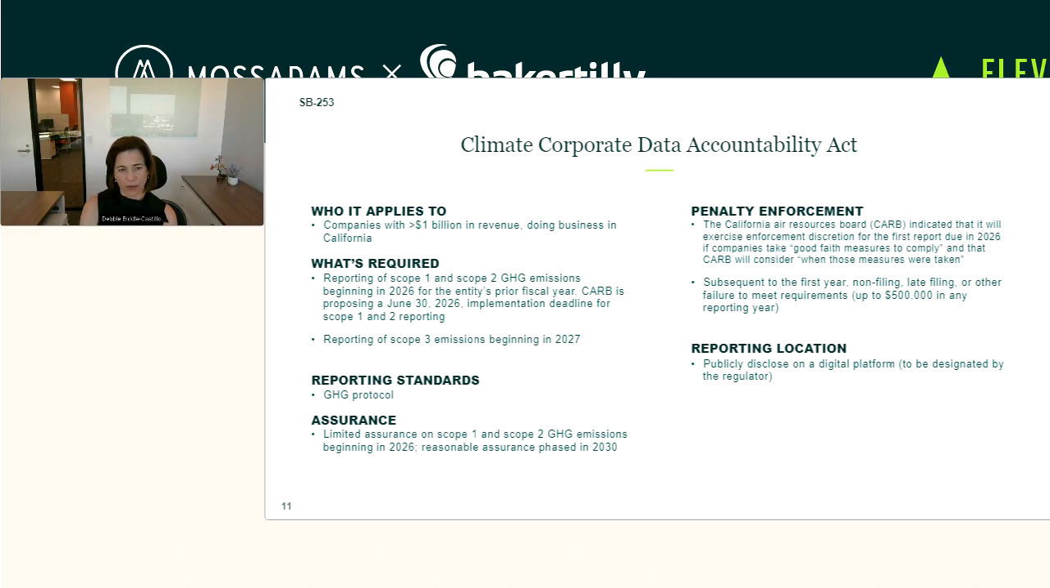CARB has proposed a deadline of June 30th, 2026 for that reporting to be finalized and disclosed, and that has to include your limited assurance opinion at that point. So that doesn't give all that much time in the start of next year to go through all of your data collection and your assurance, but that's the date that is currently being discussed. Then we do move into reporting of Scope 3 emissions beginning in 2027. So we don't want to lose sight of that.